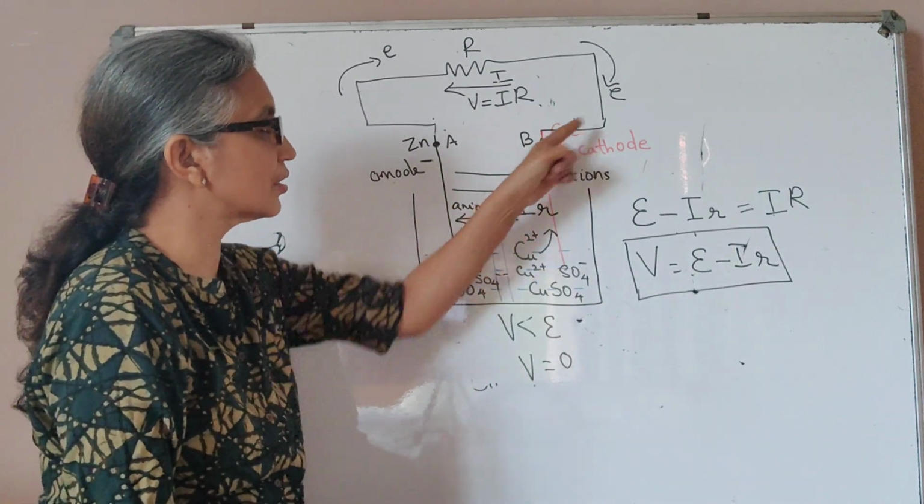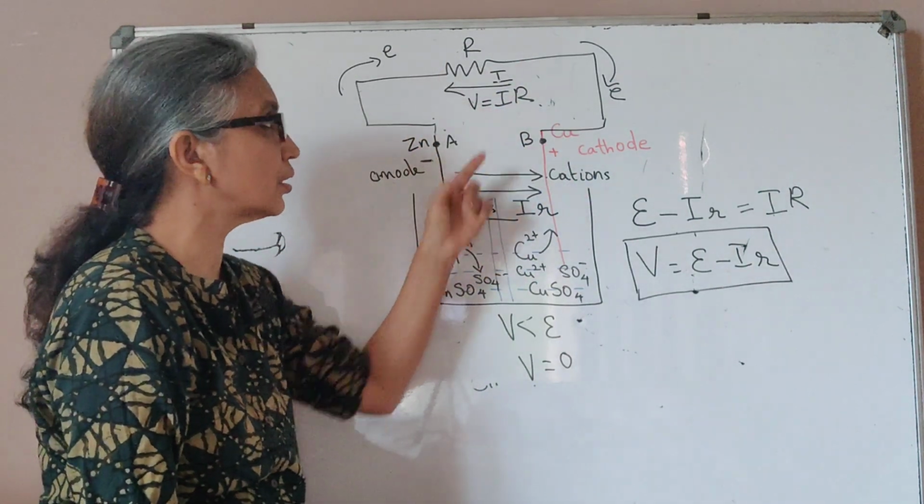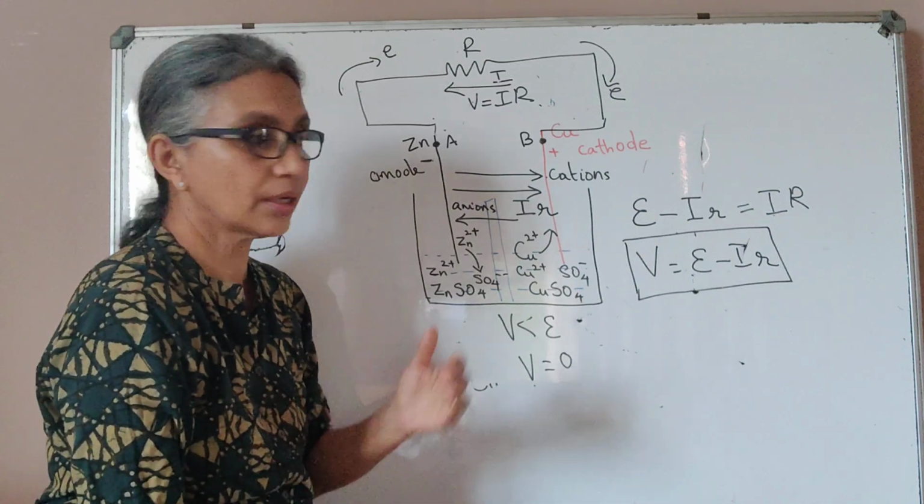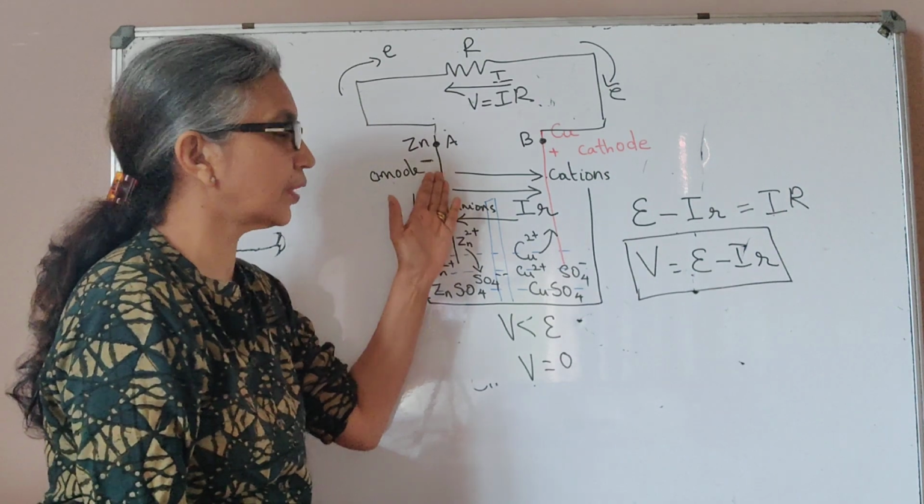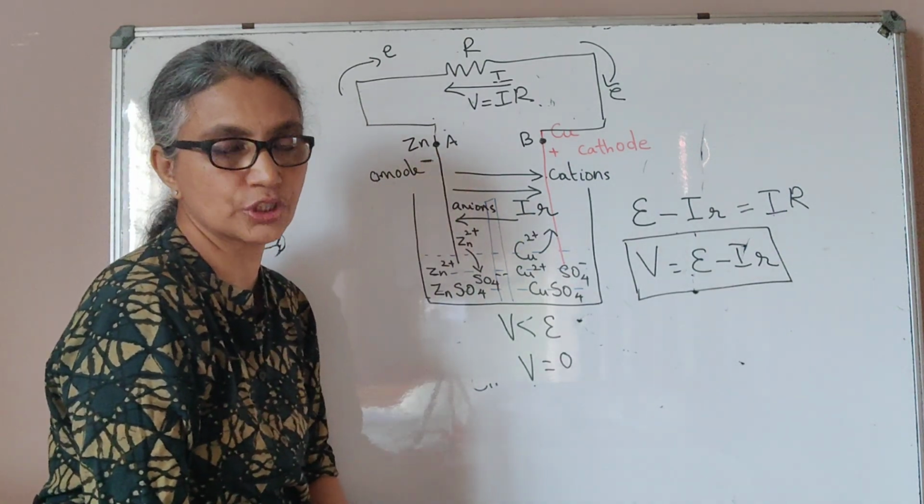Here we say that the cell is discharging through the resistor. So if you connect a bulb, it glows because your supply, your cell, is discharging through the bulb and therefore producing heat energy.